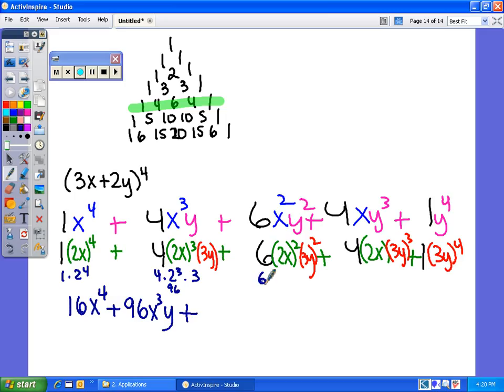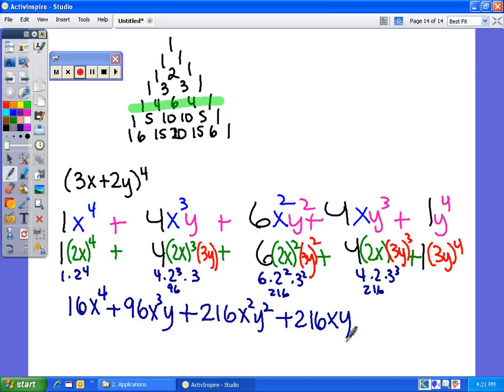Okay, next I have 6 times 2 squared times 3 squared. So 2 squared is 4. So 6 times 4 is 24. And 3 squared is 9. So 24 times 9 is 216. And I'm going to have x squared, y squared. Next I have 4 times 2, 4 times 2 is 8. And 3 cubed is 27, so that's 216. So 216 x y cubed.